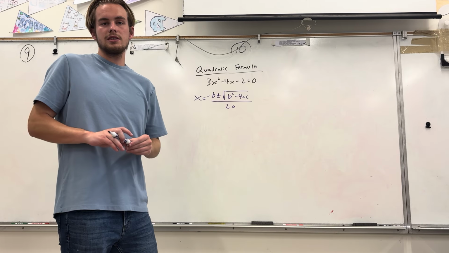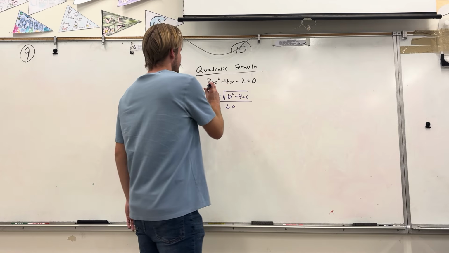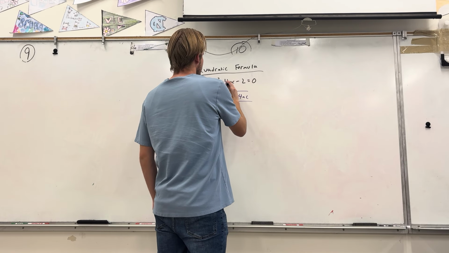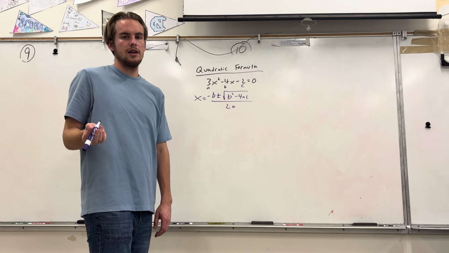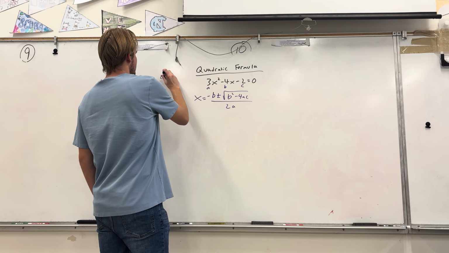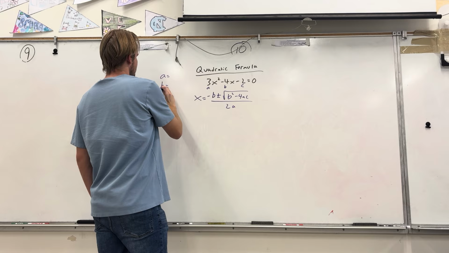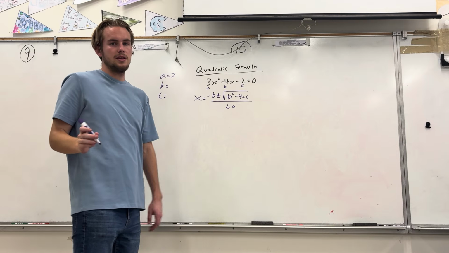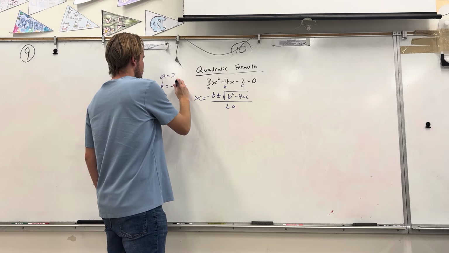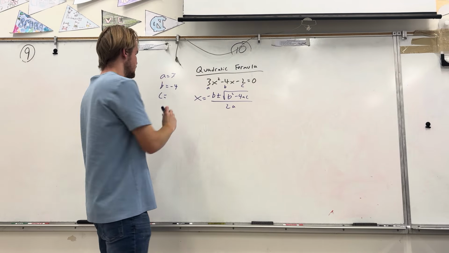Remember, a, b, and c in this case are just the numbers. So off to the side, I'm just going to label them. If you don't want to, you don't have to do this. I'm just going to say a, b, c. A is 3, b is negative 4, c is negative 2.